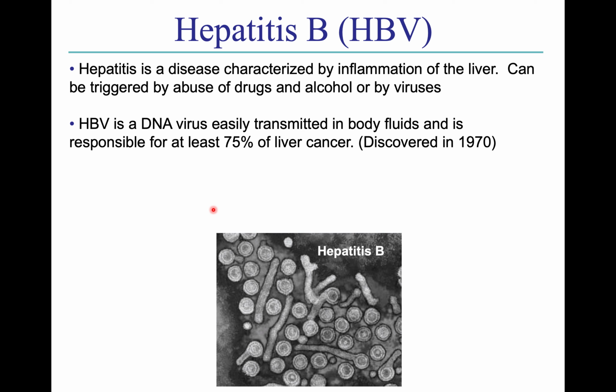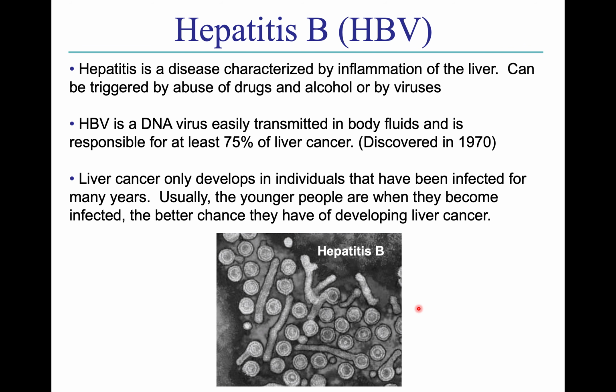Next one on the list, hepatitis B, and we'll also talk about hep C. So, you may be familiar with hepatitis generically as a disease characterized by inflammation of the liver, and you could get that through abuse of drugs or alcohol, or from infection with hepatitis viruses. Hep B is a DNA virus. It's very easily transmitted person to person in body fluids, and it's thought to be responsible for the vast majority of liver cancers. And HBV wasn't discovered until 1970. You can see a nice electron micrograph here of the HBV particles.